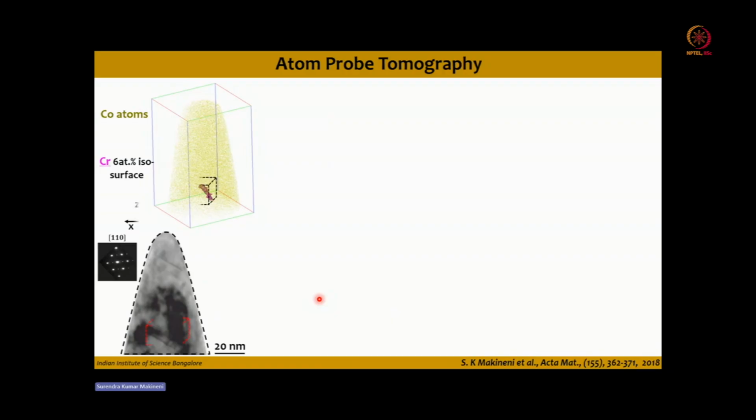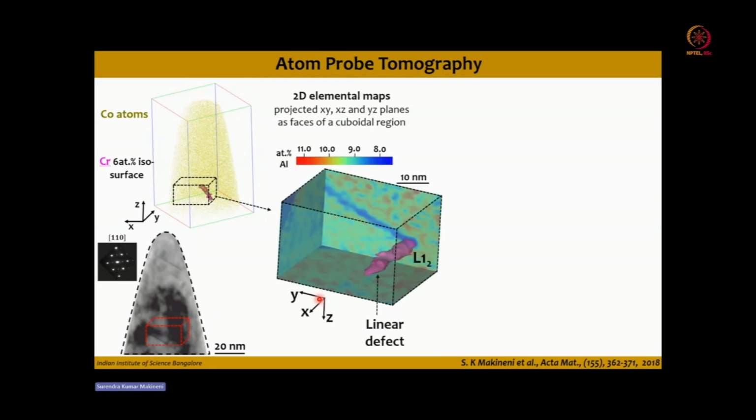Now, if you concentrate on the region near this linear feature and plot a two-dimensional composition plot in YZ, in XZ, and also in the YX plane, projected on cube planes, you can see there is a continuous depletion of aluminum which exactly stops at this linear feature. If you visualize, this is nothing but a stacking fault which exactly stops at the partial defect. So there is a partial dislocation and there is a stacking fault behind the partial dislocation.